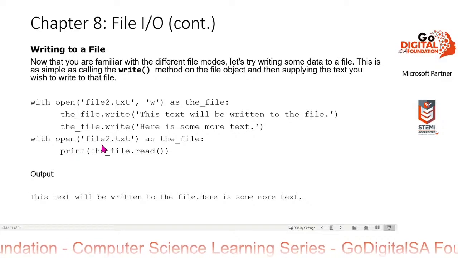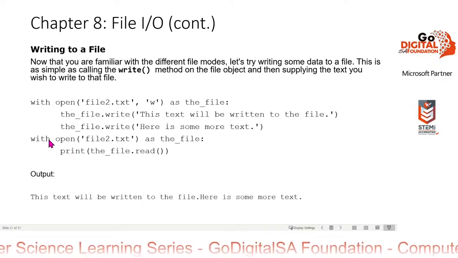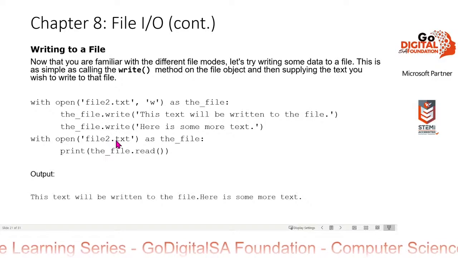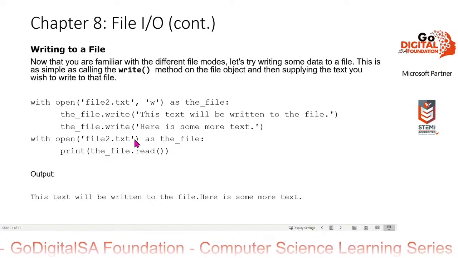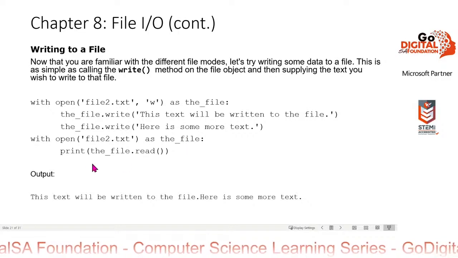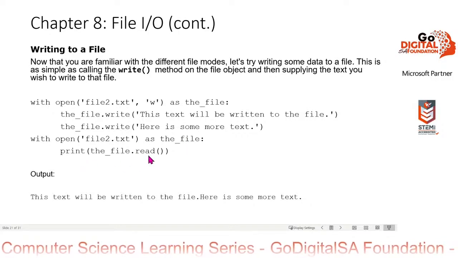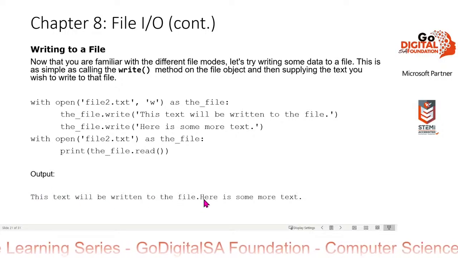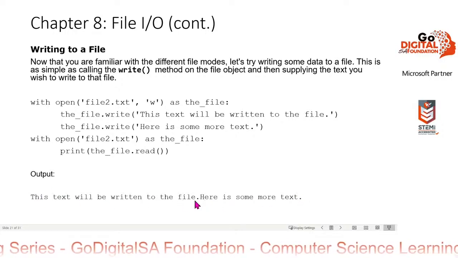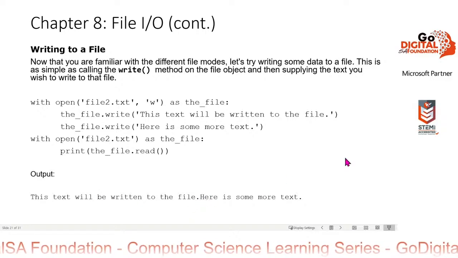Now with open, and because we're outside of the with block, it closes that file. So now with open, we're opening the same file, but we don't specify the mode, so this is now read mode. And again, it's as the file. If we print the file read, it will print the contents of the file. So the output will be, this text will be written to the file. Here is some more text. And notice that it's all in one string. It's not in two separate lines.